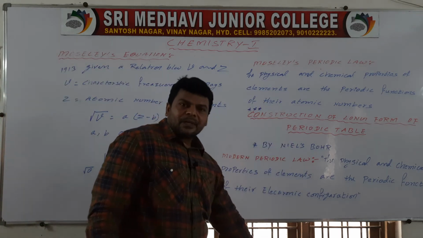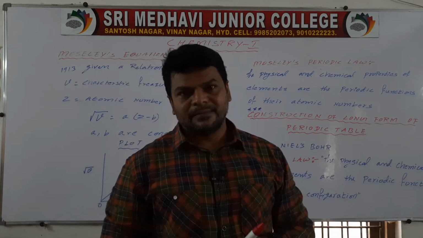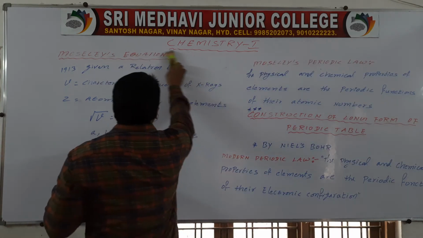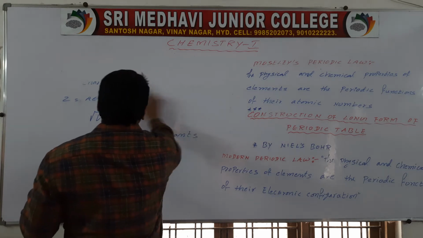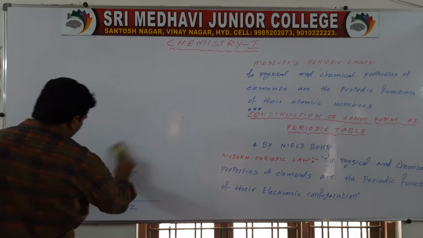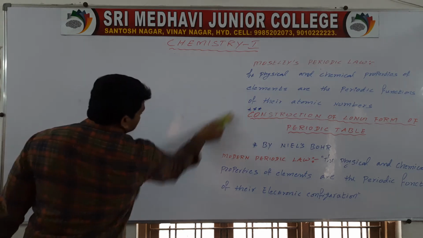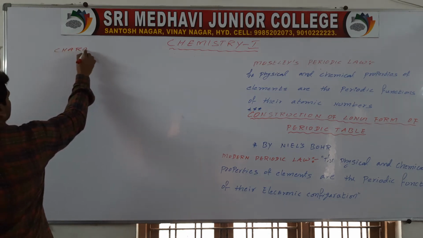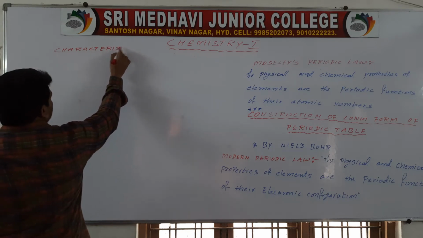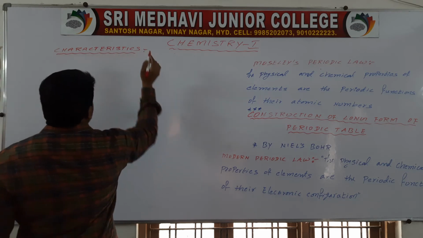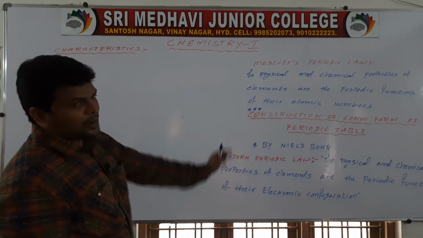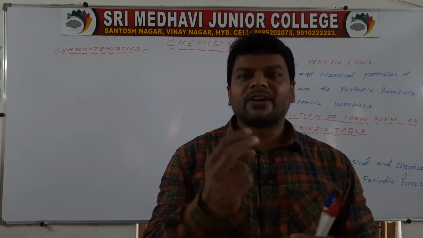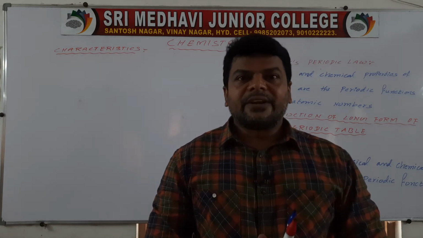Based on this modern periodic law, Niels Bohr constructed the long form of the periodic table. Now we are going to discuss the characteristics of the long form of the periodic table. Niels Bohr constructed it based on the electronic configuration of the elements.